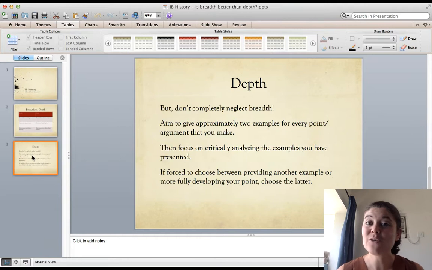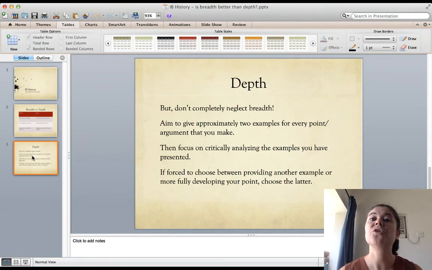If you're going to focus on one at the expense of the other, then you should focus on depth above breadth. But that doesn't mean you should completely neglect breadth. Please don't. It's important to have examples. It's important to have a range of examples. So if you're making, say, about 3 arguments per essay, for every argument or every point that you make, you want to have approximately, there is no strict rule, but approximately 2 examples. So that's providing your breadth.